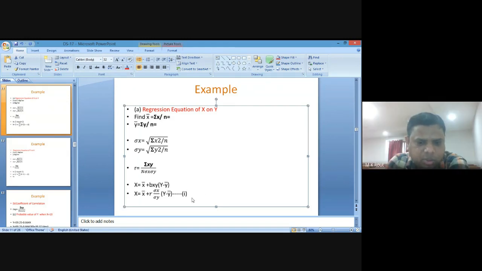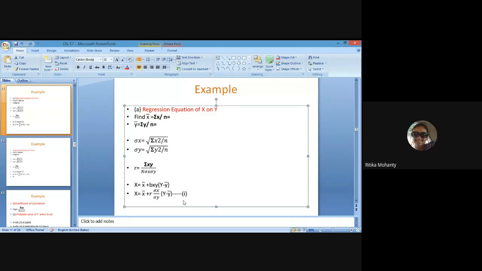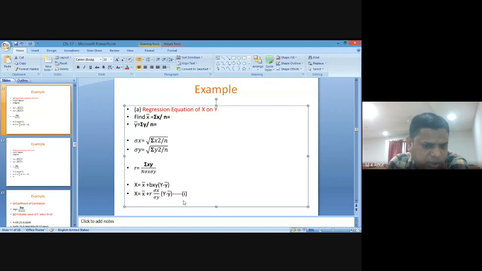From this equation, you get another equation, that means x equals to something minus something into y minus 38. You have to draw this particular equation. Clear? Yes, sir. Just write down: x bar value is 32 plus r is equal to minus 0.394, sigma x is equal to 3.74, sigma y equals 6.31, and y minus y bar value is 38. So if you simplify this, what is the value? Just calculate.